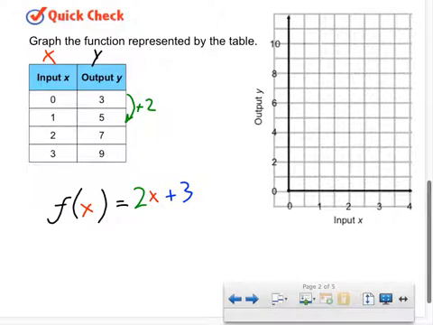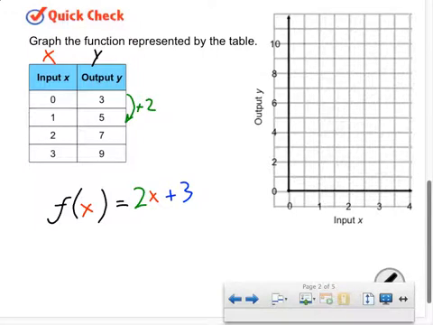Now, because I add 3, is my line going to go through the origin? Is it going to go through 0, 0? No. So that means my outputs are what type of sequence only? They're just arithmetic. They're not geometric. Okay? If they go through the origin, they are both arithmetic and geometric. But because we had to make that adjustment, it's just arithmetic. So now let's go ahead and graph these.